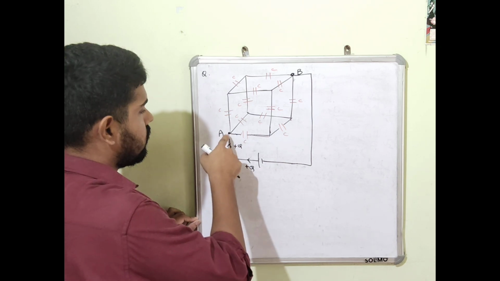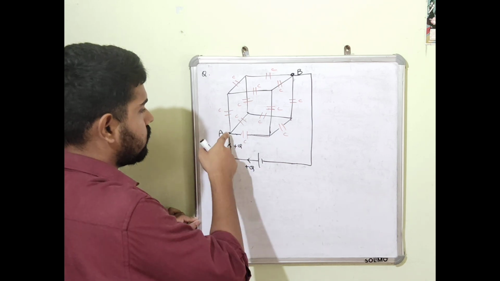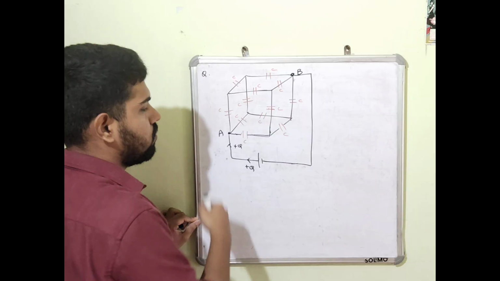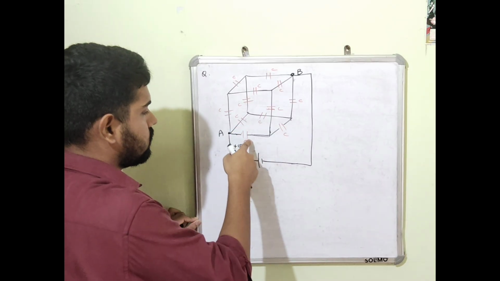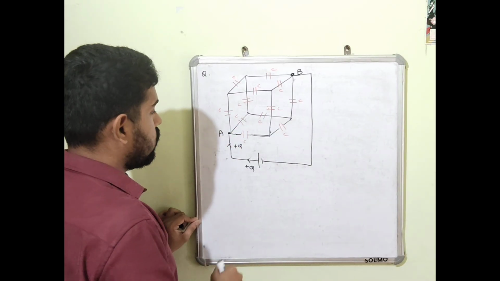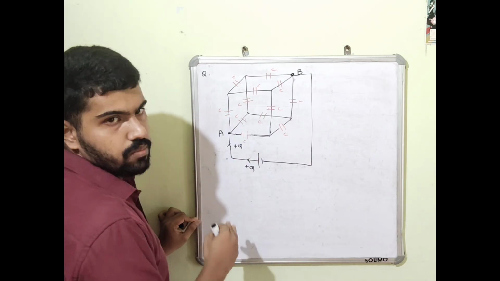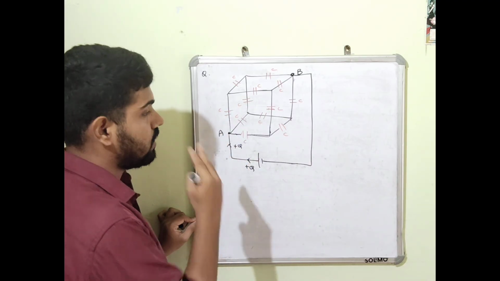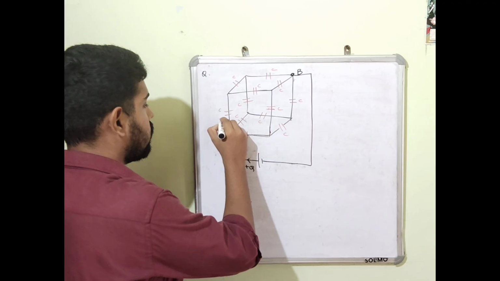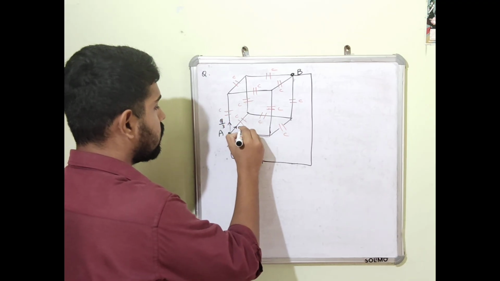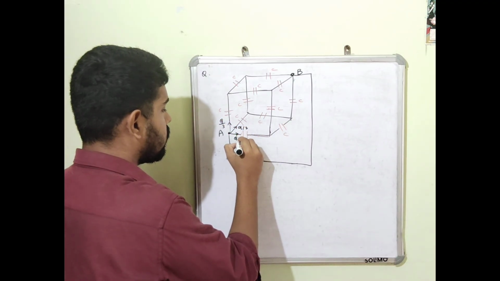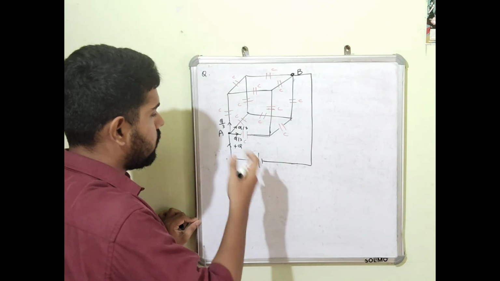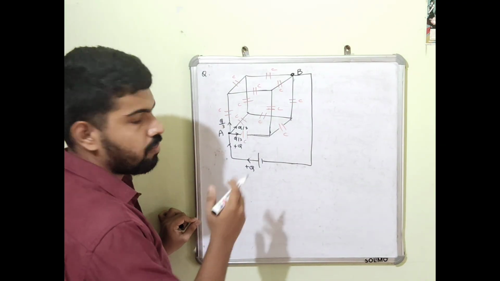So we can see here this is a junction. From there three branches are going. One is this, second is this, third is this. The capacitance of each branch is the same, so we can split this charge into three equal components, like q by 3, q by 3, q by 3. So we split this charge into three equal parts.